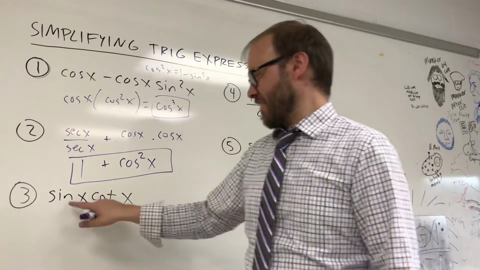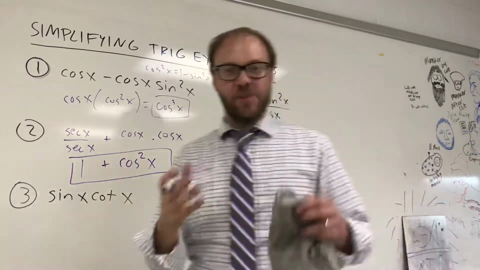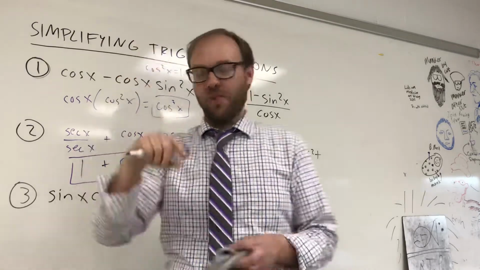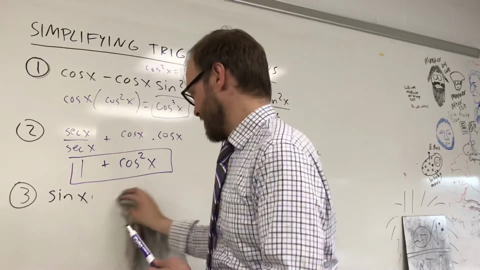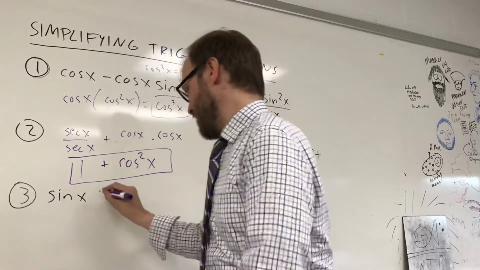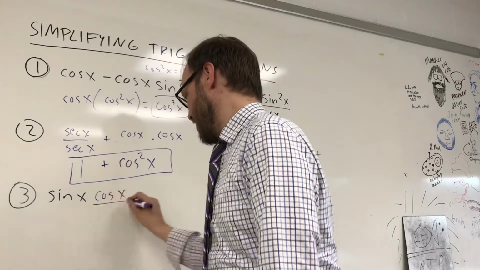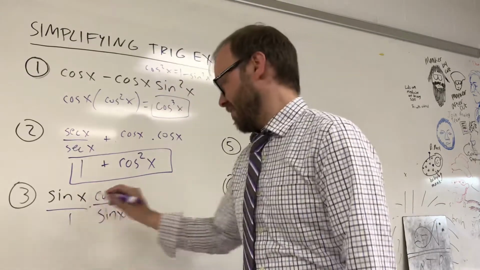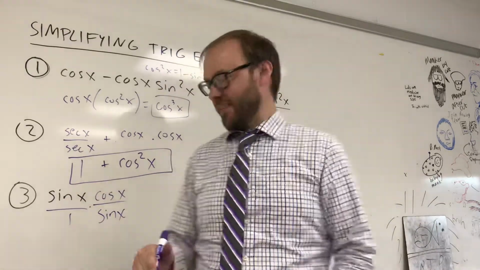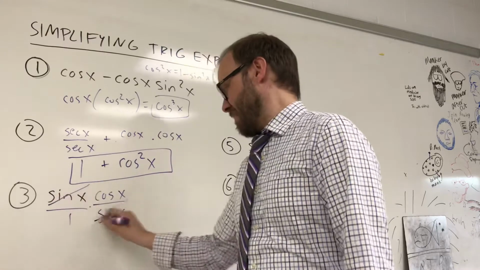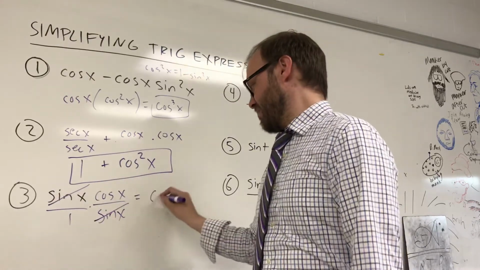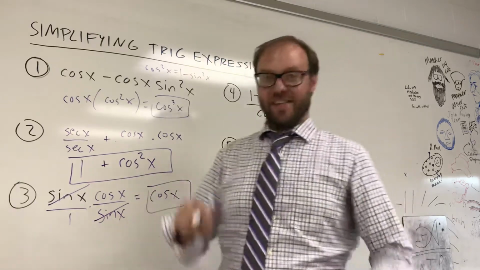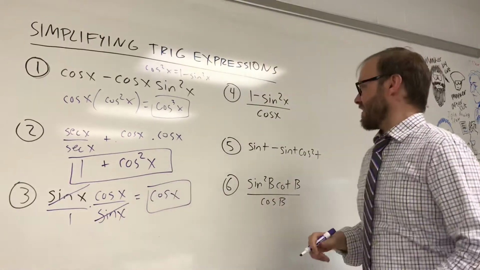Okay, sine of x times cotangent of x. This time, because everything's being multiplied, my thought is if I replace the cotangent with a cosine over a sine, then I can get some nice cancellation here. So cotangent is the same thing as cosine of x over sine of x, and of course if we're multiplying here, we don't have to worry about common denominators or anything like that. We can divide a sine out of the top and a sine out of the bottom. We're going to get a cosine of x over 1, which of course is just the same thing as cosine of x. Nice problem.